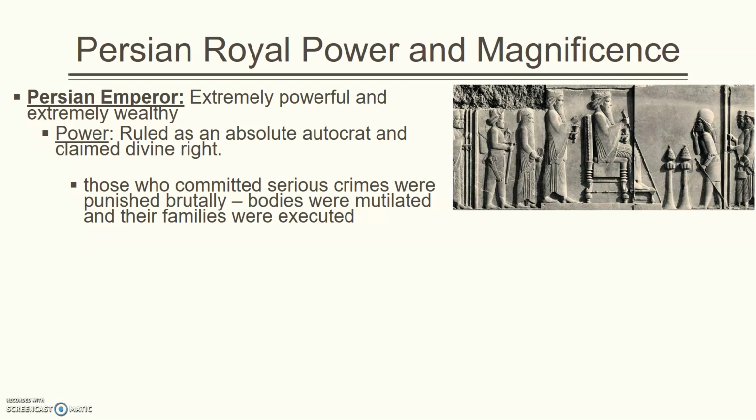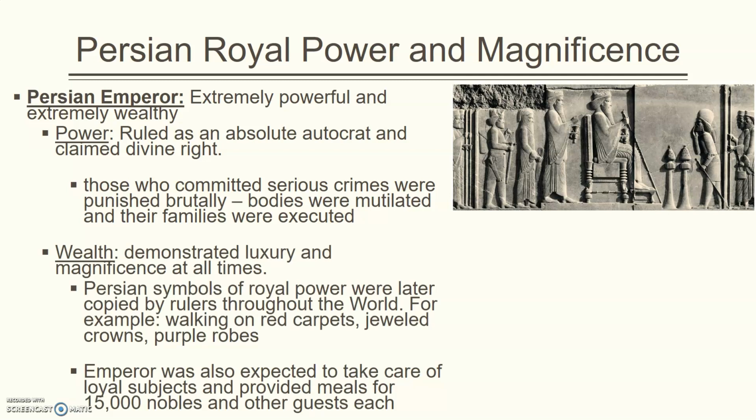Sends a powerful message, a brutal message, but a powerful message there. Again, extraordinarily wealthy. Again, where they copy throughout the world, the example of walking on red carpets. Everywhere the Persian emperor went, they would roll out a red carpet in front of him. We have that today, not only for political leaders, religious leaders in some areas, but even celebrities, that sort of thing. They had jeweled crowns, diadems, that's what they were called, and others copied the crowns with the jewels in them.